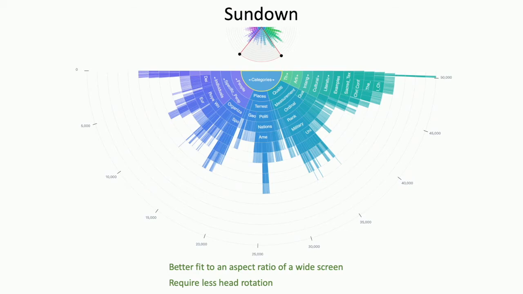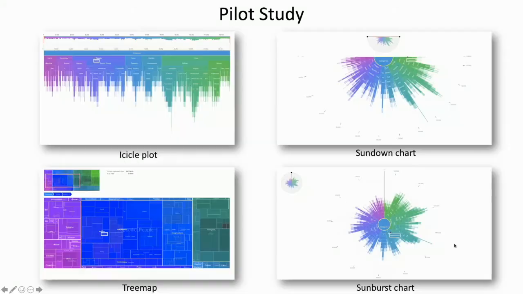To address these problems, we changed the full circular layout of sunburst to a half circular layout. We call this the Sundown chart. You can call the other side Sunrise. It can better fit a wide screen setting, and it also requires less head rotation from the user.